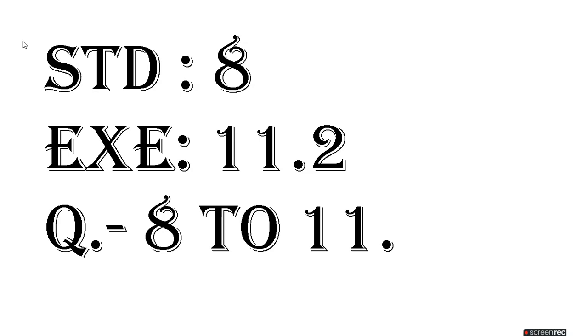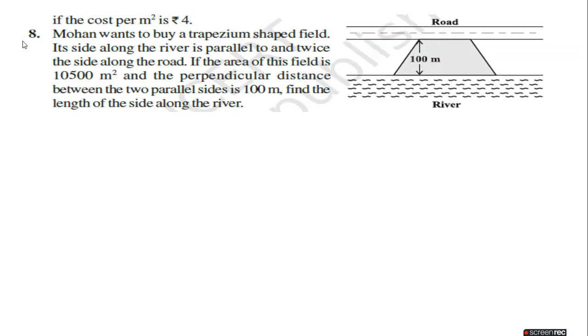Today we have to see, as I have said, questions number 8 to 11. Eighth question, as you can see here, on your mobile screen. Mohan wants to buy a trapezium shape field. Here in the figure, this is the trapezium shape field. One side is a road, and the other side of the field is a river. This is a very practical situation that you can understand.